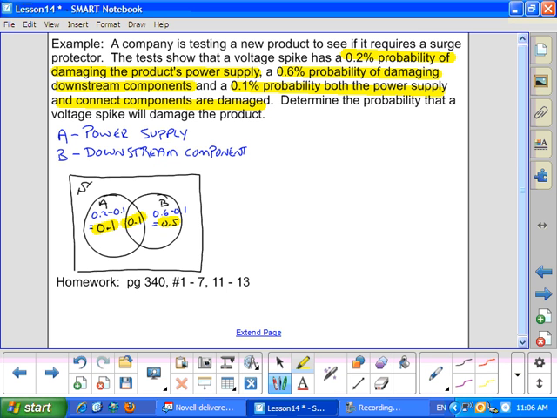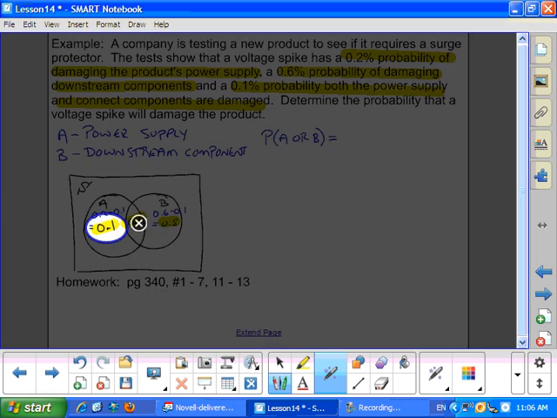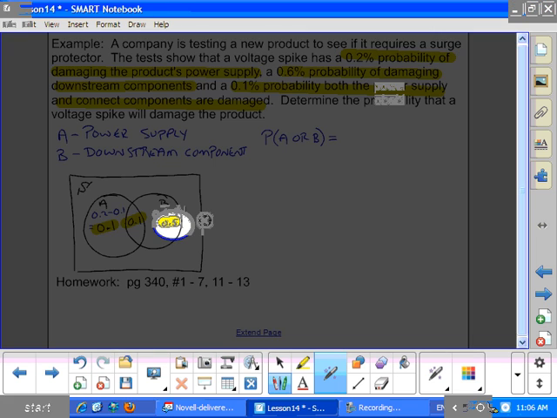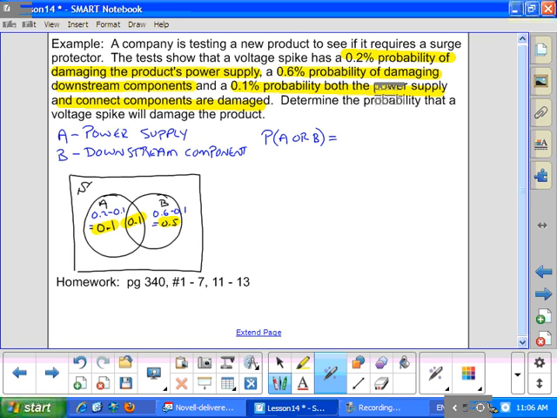What I want to show you, though, is the probability of A or B occurring. So A or B from the Venn diagram would be 0.1, so just A, or B. So it's going to be 0.1 plus 0.5. The answer should be 0.6. And we can confirm that with our formula.